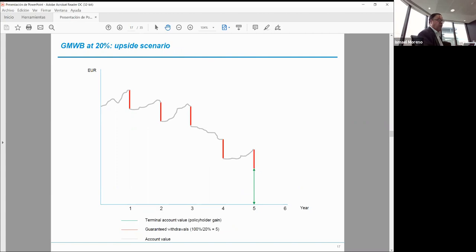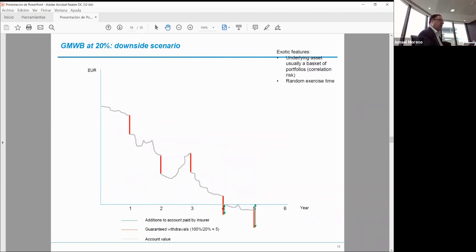But if the fund value goes up, then I would have a residual amount of money left in the fund account value, and after year 5, I could cash it in. It's mine. Okay, so I get the upside. And if the fund value goes down, and I withdraw my annual withdrawal amounts, and I enter into negative territory, for instance, in year 4, the insurance company would step in and top up the fund account value up to 0. So it would replenish the fund account value. This is the option being exercised.